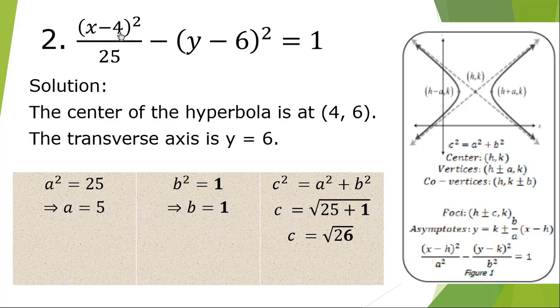Then, by just looking at the numerator of both terms, the center is at 4, 6. And in this case, the transverse axis of this hyperbola is at y equals 6. So we have here the properties and attributes in terms of a, b, c, and the points, the center of the hyperbola. So for the asymptotes, the equation of the asymptotes must be equal to k plus or minus b over a times the quantity x minus h.